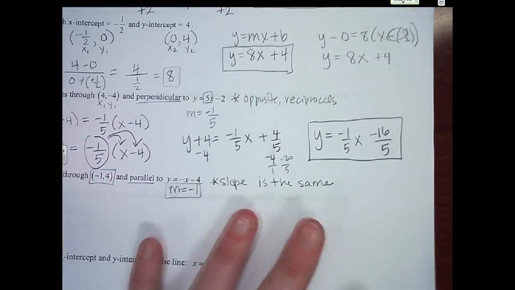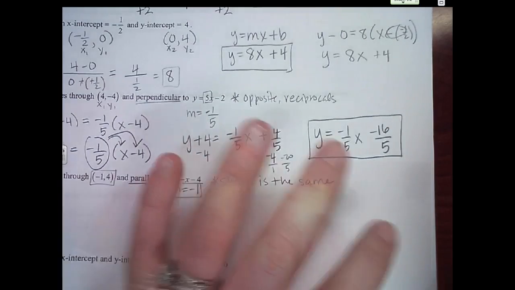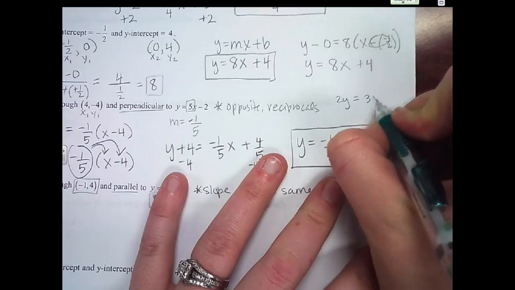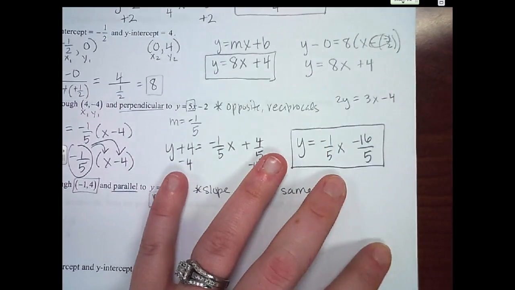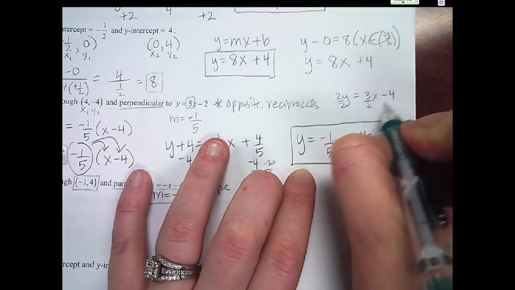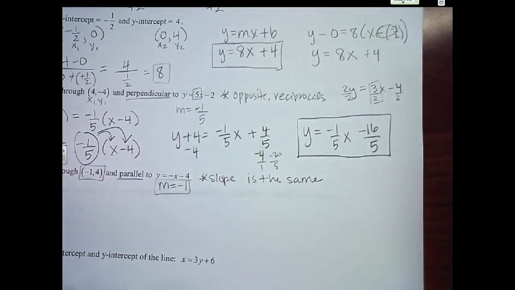Okay, now when you look at this one, this was already in y equals mx plus b form. If it's not, let's say it was something like 2y equals 3x minus 4. The slope is not 3. You have to divide by 2 first, and then you can get the slope. Okay, so make sure you pay attention to that.